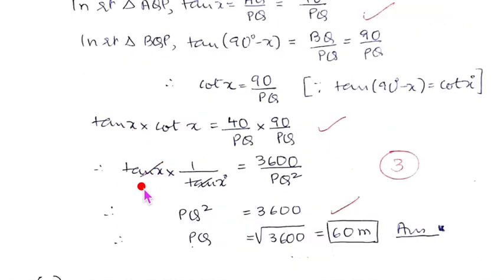Now tan X we keep as it is, cot X becomes 1 upon tan X. This gets cancelled and that will be equal to 1. Now 1 into PQ square will be PQ square and 3600. So that will give us PQ as root of 3600, that is 60 meters.